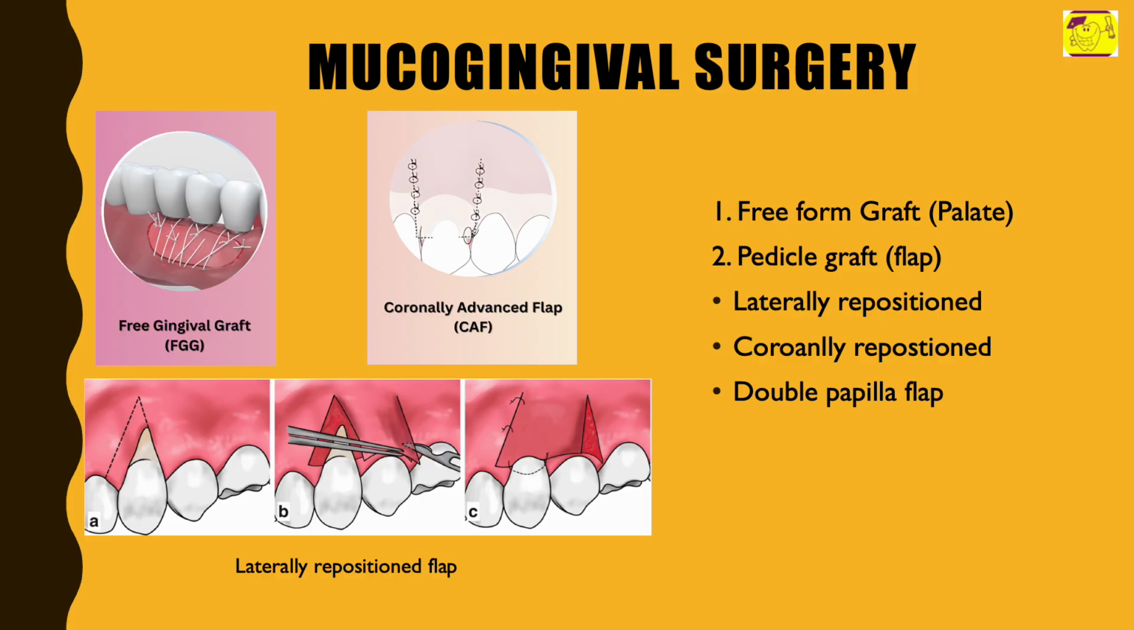Now let's see about the mucogingival surgery, the surgery which is commonly used to treat gingival recession. The first one is the free-form graft, where they take a piece of tissue from the palate and then stitch it up to the area of the recession. The second is the pedicle graft or a flap surgery, essentially what I just described before, where you use repositioning of the flap from the adjacent mucogingiva. That can be either laterally repositioned, coronally repositioned, or a double papilla flap.